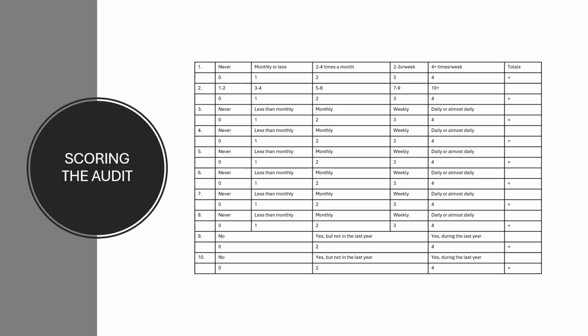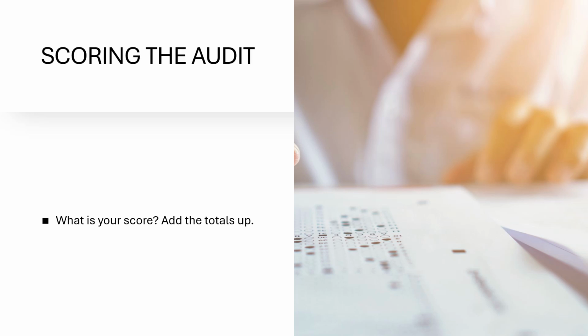For questions 9 and 10, no would be 0. Yes, but not in the last year would be a 2. And yes, during the last year would be a 4. So you're going to write the number that corresponds to your answer for each question and then add each of your scores up to get a total number. Once you have your total, then we can correspond that to the answer.